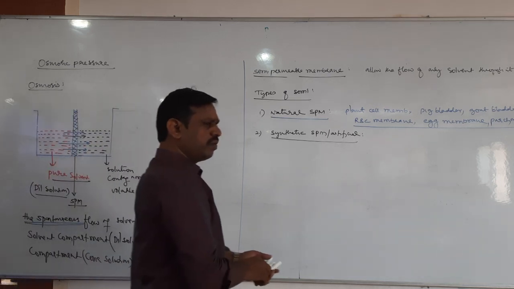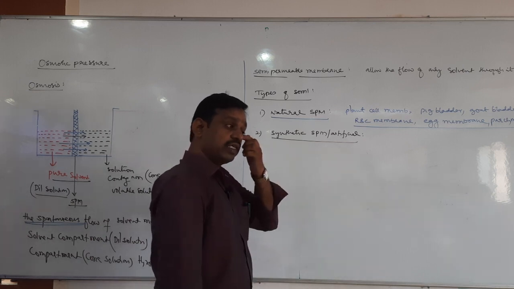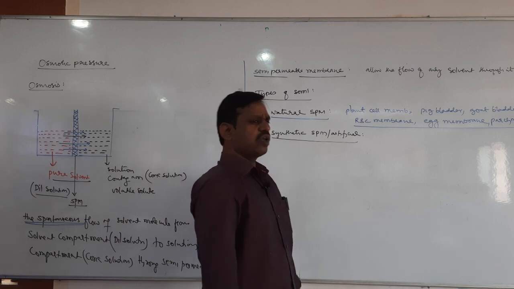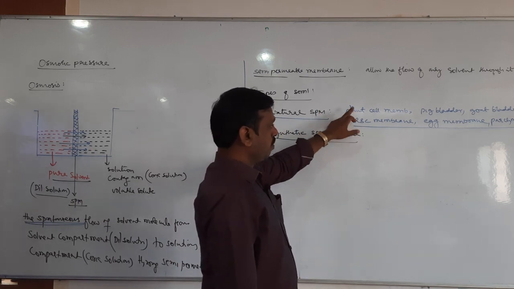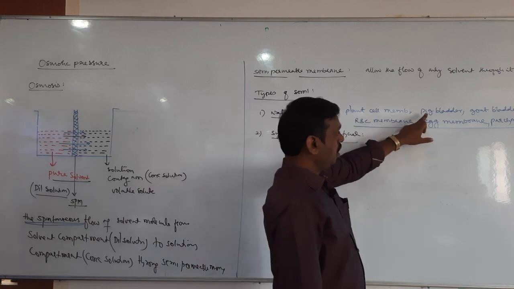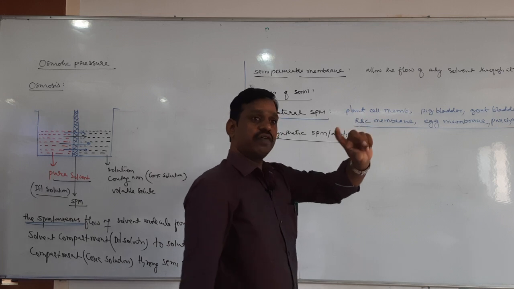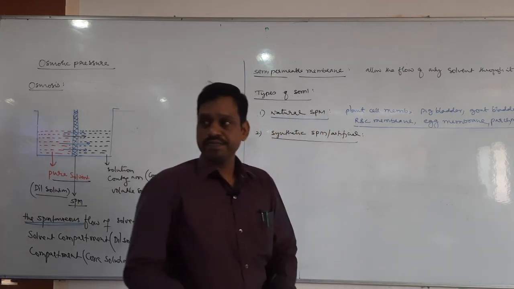See, even animal membrane can be, but not 100%. Plant membrane is 100% act as a SPM, but animal membrane not. But some books give animal membrane also. So these examples you can take: plant cell membrane, pig bladder, goat bladder, RBC membrane, egg membrane, parchment paper, etc.